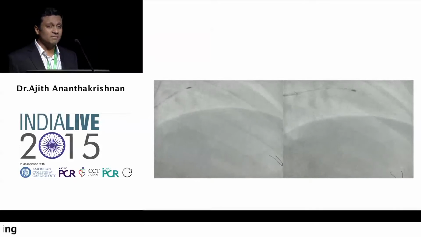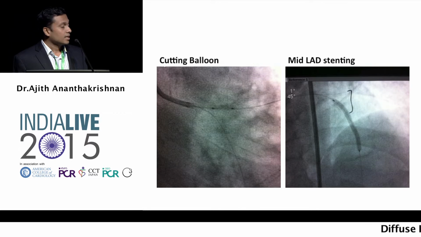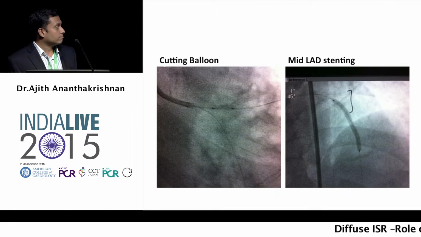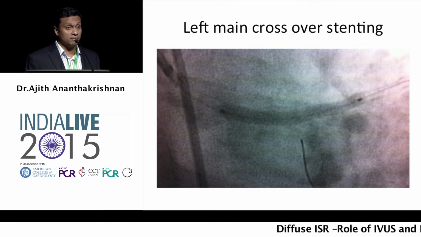After that, we did multiple serial dilatations with IVUS guidance. We did a 2.75 mm NC balloon, then a 3 mm balloon, then a 3.5 cutting balloon in the proximal LAD to take care of the calcium. Then we did stenting of the mid LAD with a 3 mm, this is a 3 by 32 bioresorbable scaffold. And then we overlapped with the proximal LAD to LM crossover stenting, jailing the circumflex wire. This is a 4 by 28 drug-eluting stent from the ostium of the left main to the proximal LAD, overlapping with the mid LAD stent.